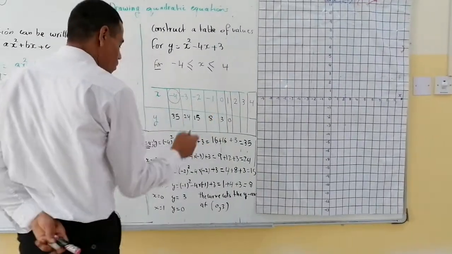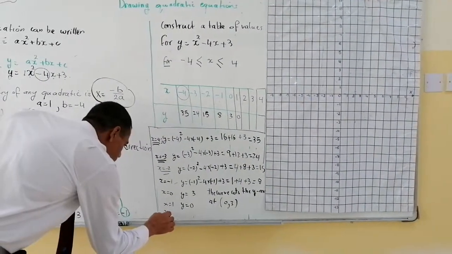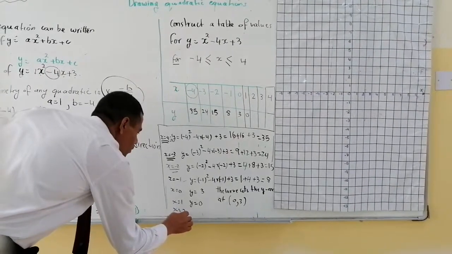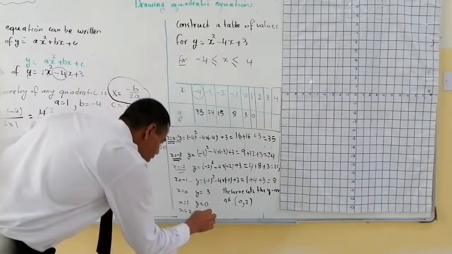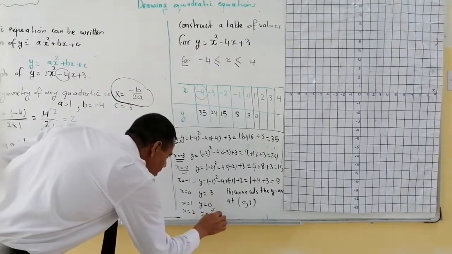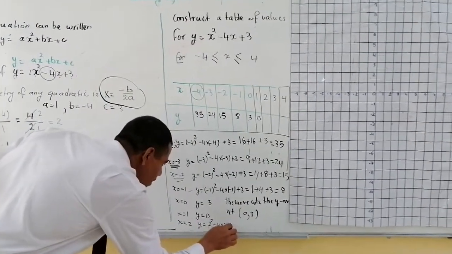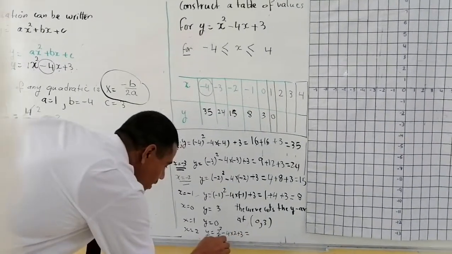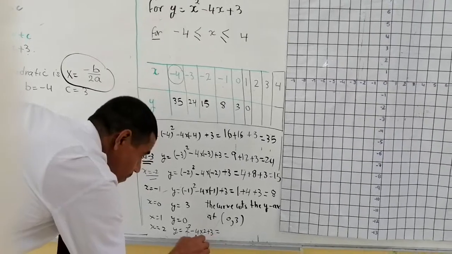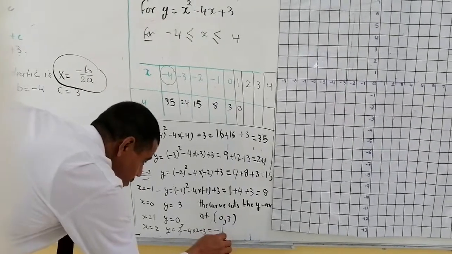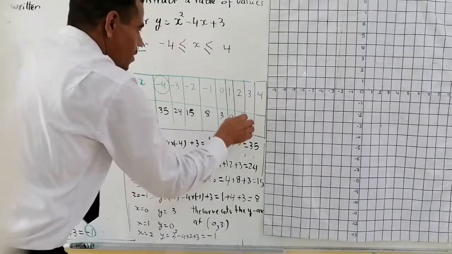Then, when x equals 2, y equals 2 squared minus 4 multiplied by 2 plus 3. 2 squared is 4, plus 3 is 7, minus 8 is minus 1. I will write here minus 1.